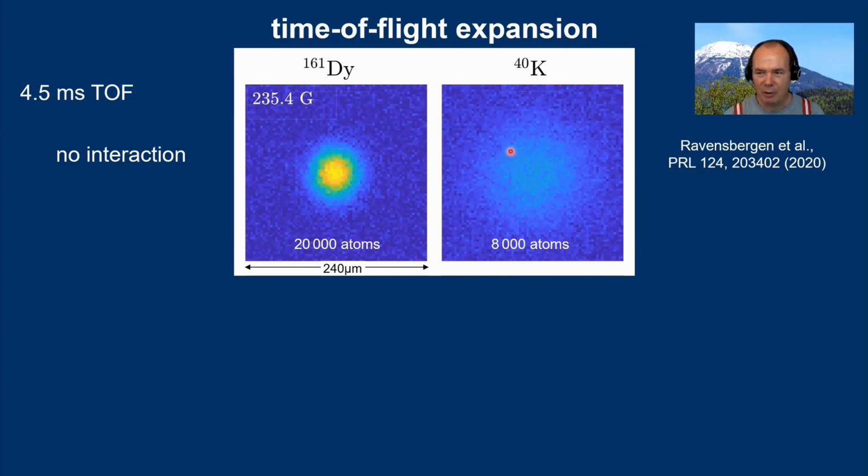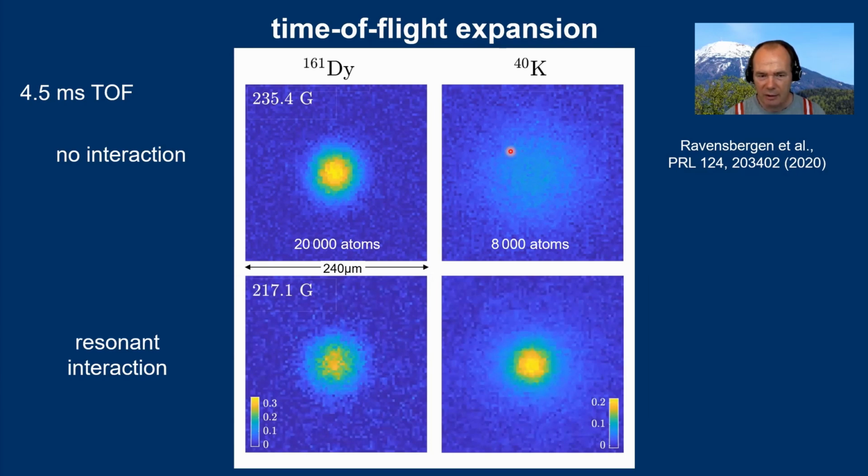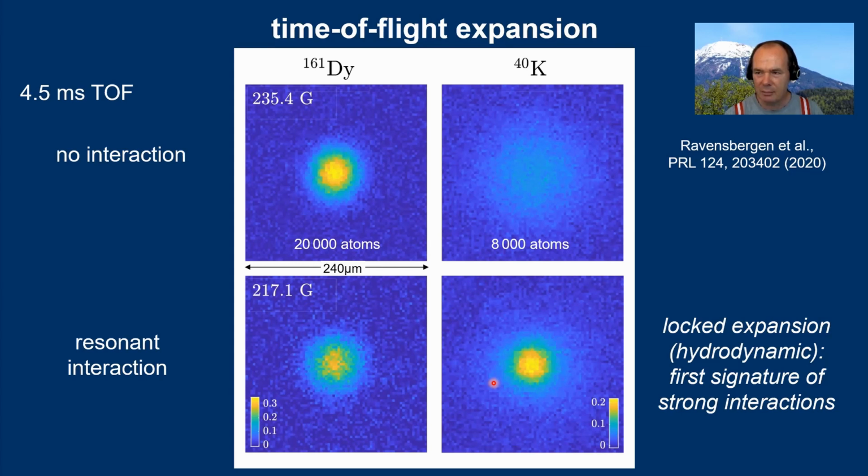But the exciting point is now we do the same experiment, but on resonance, on top of a broad Feshbach resonance. Then you see that the picture changes completely. Here's dysprosium and here's potassium. You see that the dysprosium cloud has about the same size as before, but the potassium cloud is much, much smaller, almost the same size as the dysprosium cloud. So the interaction of potassium with dysprosium during the expansion makes the potassium cloud expand much more slowly. And this can only be a result of many, many collisions. And this tells us there's a hydrodynamic behavior. And this is a hallmark of strong interactions.